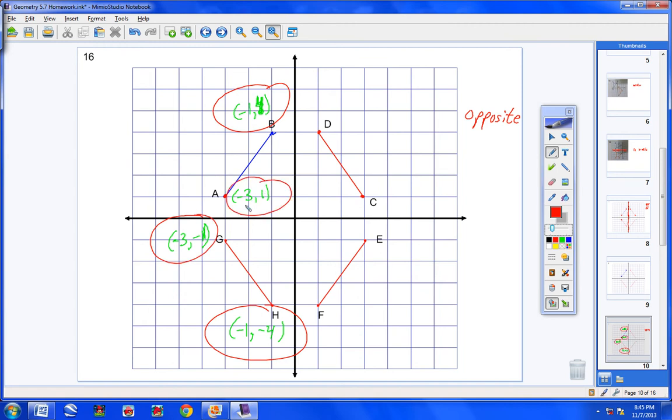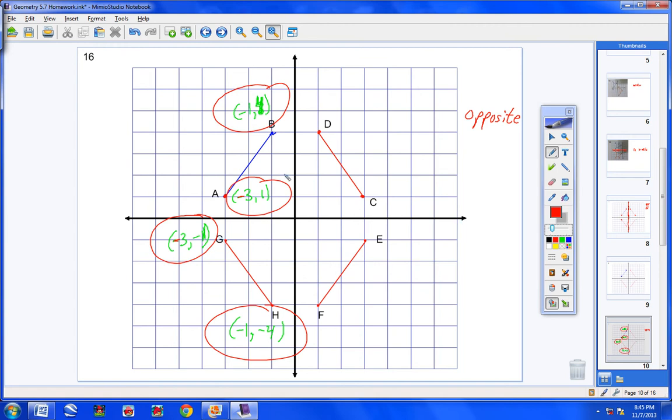And look, the same thing happens here with these two ordered pairs. Notice the x coordinate is -3 and the x coordinate right here is -3. So the x coordinates are the same, but the y coordinates are opposites. One of the y coordinates is a 1 and one of the y coordinates is a -1.